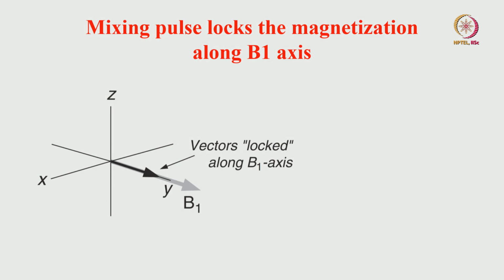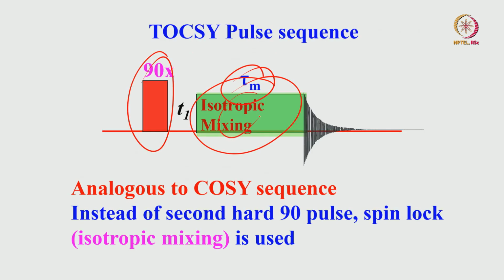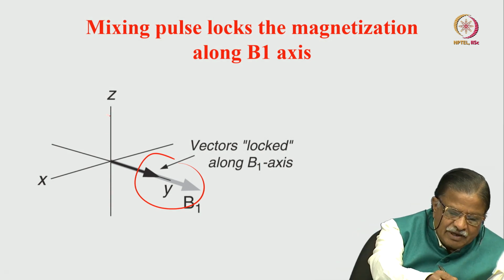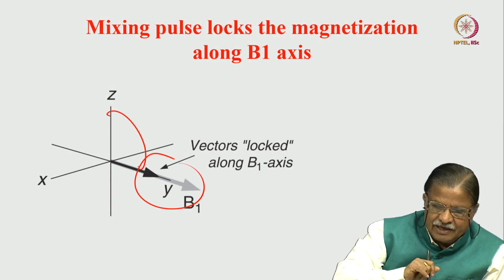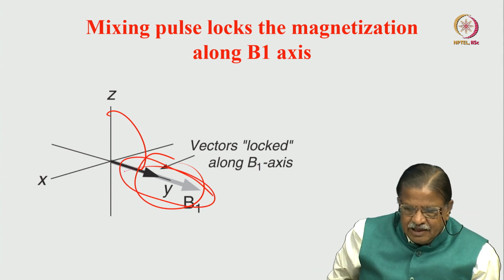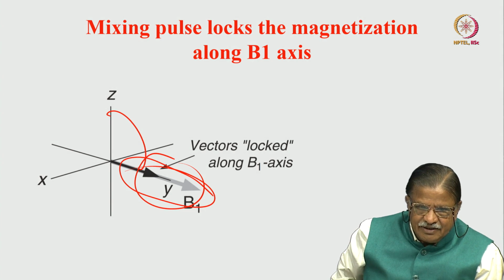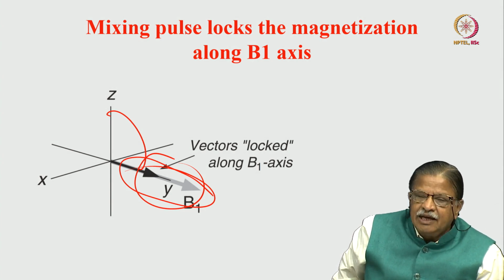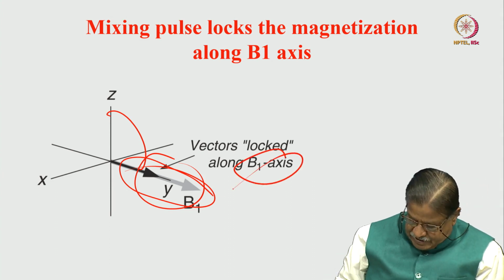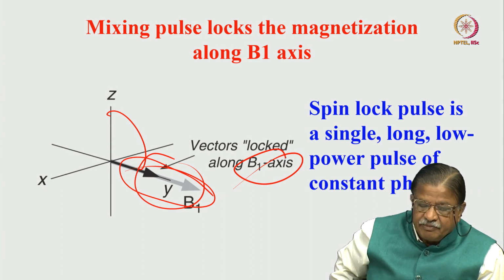Remember, when we apply the mixing pulse along this axis, then we say the spin systems are locked along this axis. If the spins are brought from the z axis to, let us say, the y axis, and we apply RF power here, the B1 power along this axis, then we say all the spin vectors are locked along the RF axis, along the B1 axis. This is what the mixing pulse does. It locks the spin system.